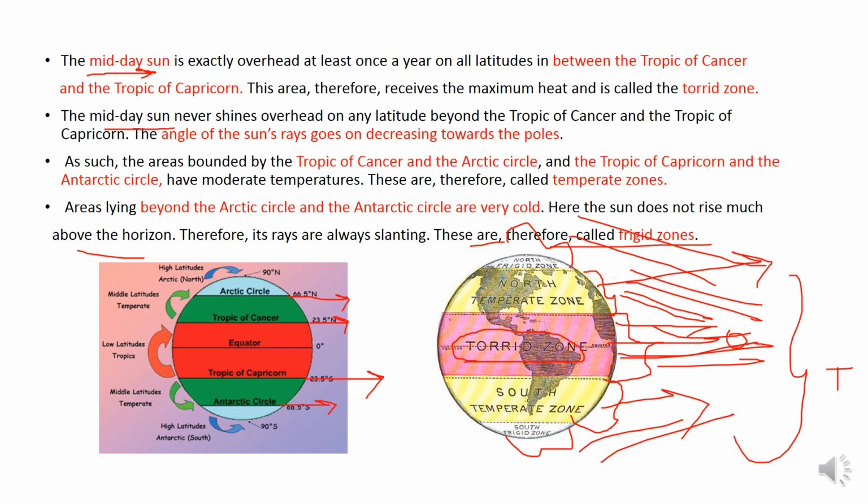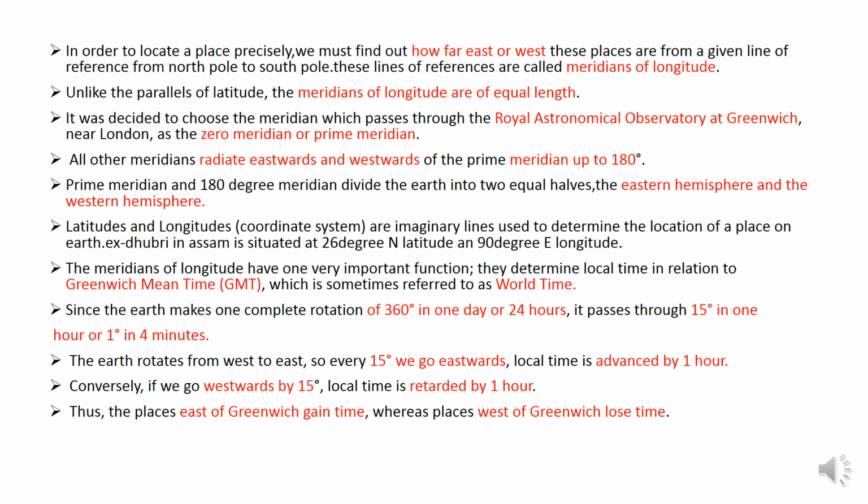So the area between the Tropic of Cancer and Tropic of Capricorn is the torrid zone, and the area between the Tropic of Cancer and Arctic Circle and Tropic of Capricorn and Antarctic Circle are called temperate zones, and the area beyond the Arctic Circle and Antarctic Circle are frigid zones.